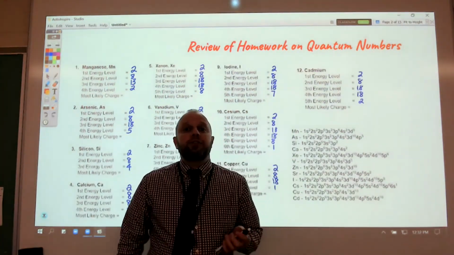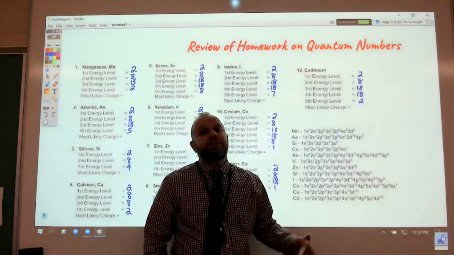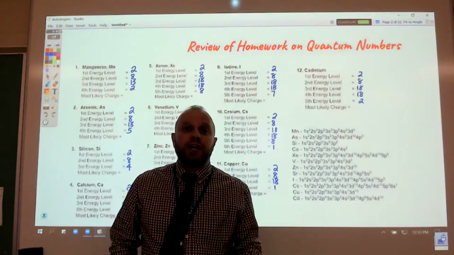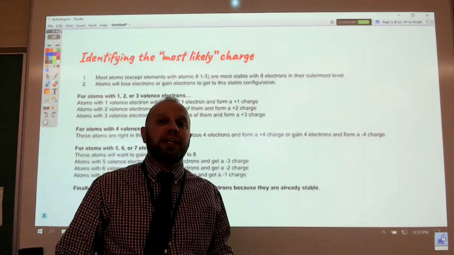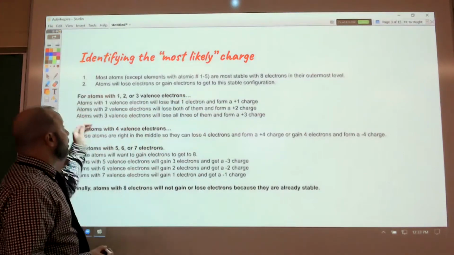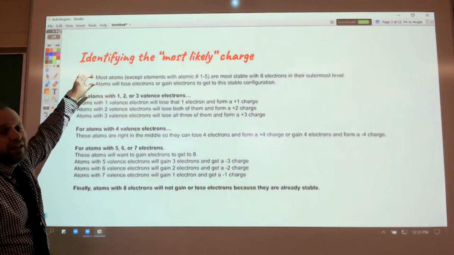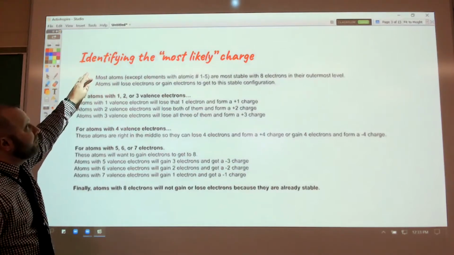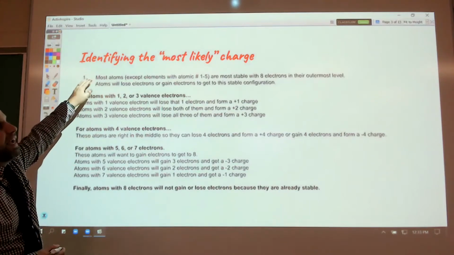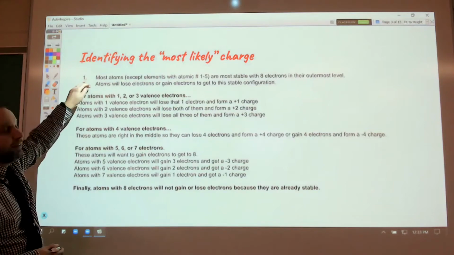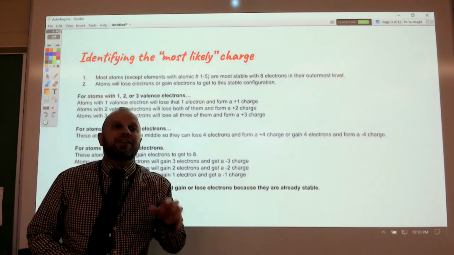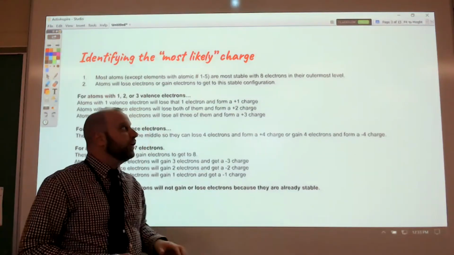So what I would like to do now is to talk about the most likely charge. This is actually where most students had the greatest difficulty in answering this homework. So I've created this page to help us figure out how many electrons are in the outermost level and what that most likely charge would be. I wrote up here 2 kind of important facts. Number 1, most atoms, except elements with atomic numbers 1 through 5, are stable when they have 8 electrons in their outermost level. The second fact is that atoms are going to lose or gain electrons in order to get to that stable 8 electron configuration.